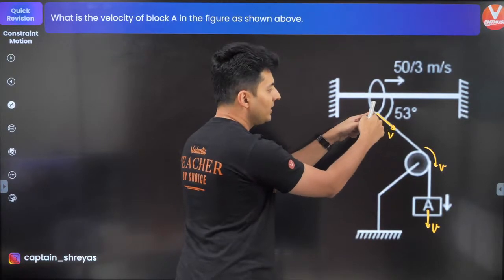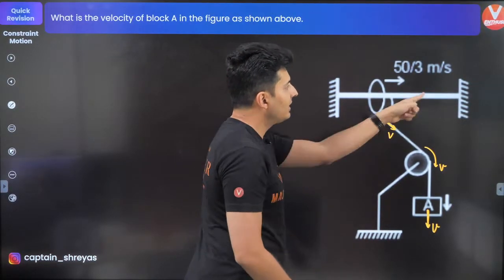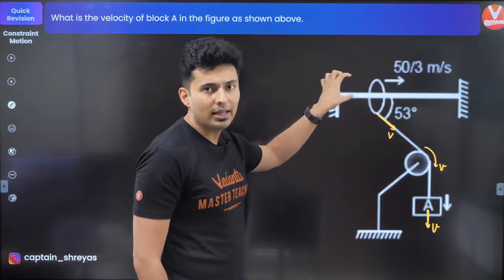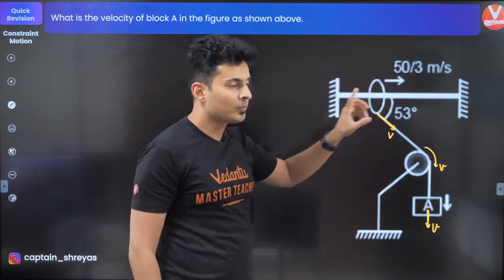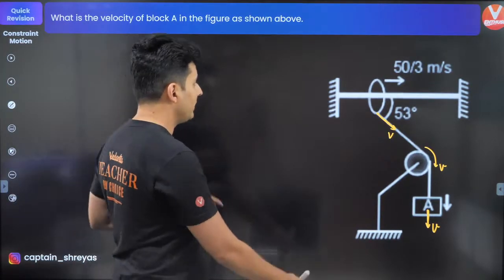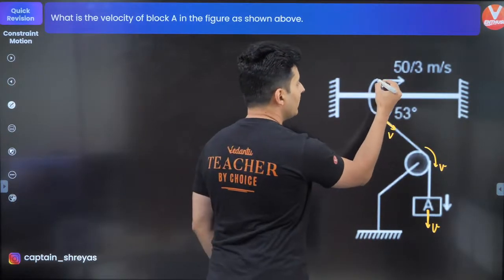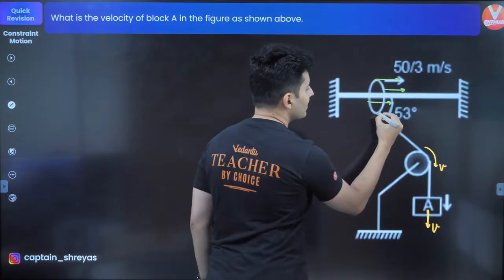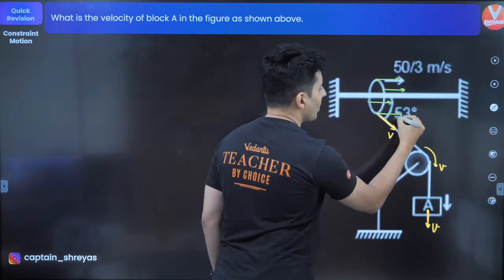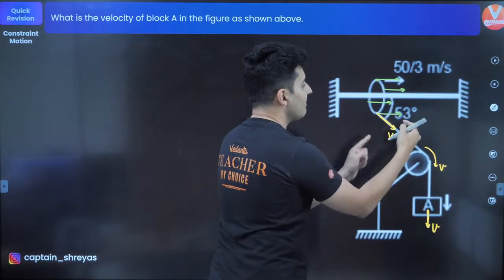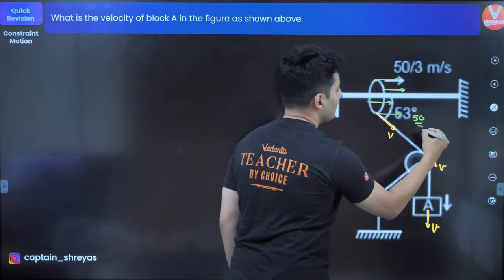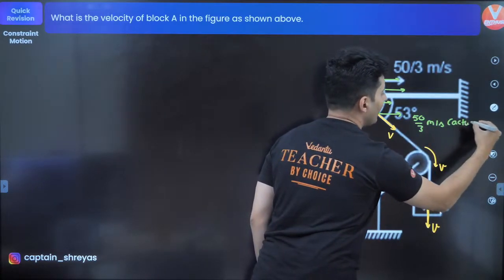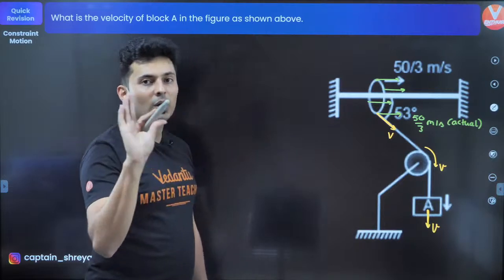But is this point's actual velocity V, or is it actually 50/3? Think about it. This is a bead or a ring which can slide over that rod. So all the points on the rod, be it this point, this point, or even this point, all these points move with the same velocity of 50/3 meters per second. This is the actual velocity. That's it. Now your job is done.